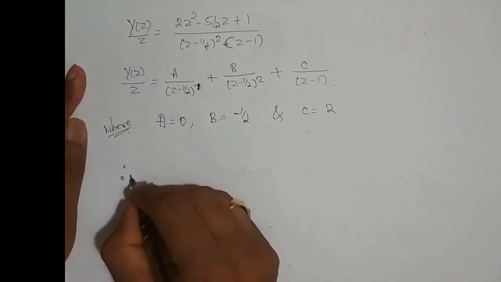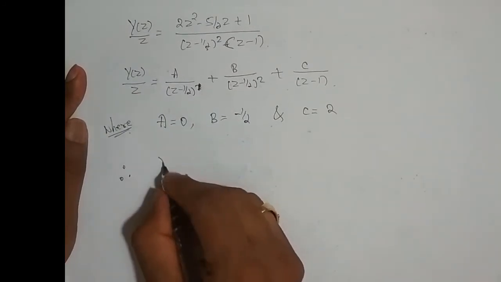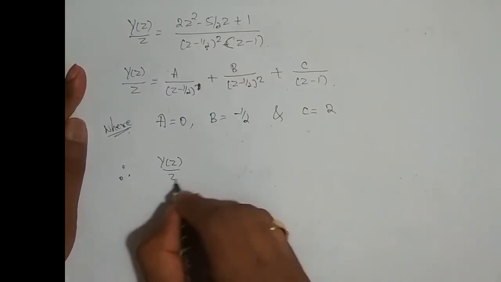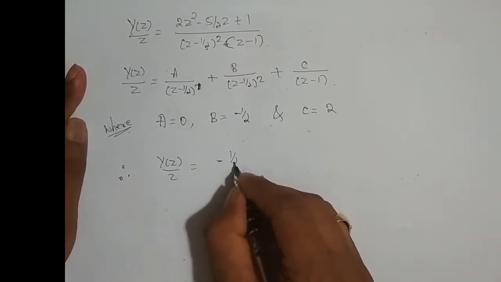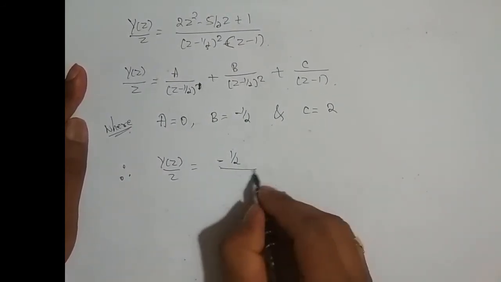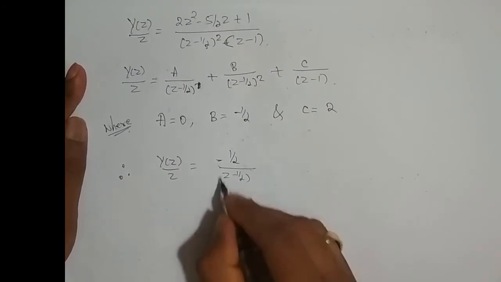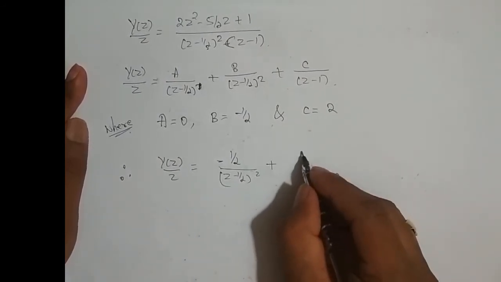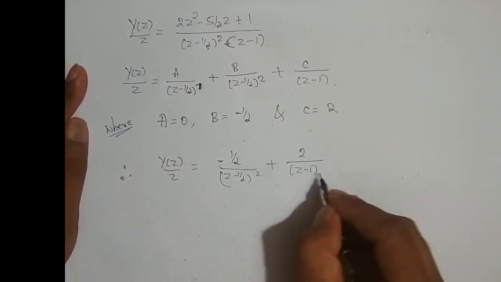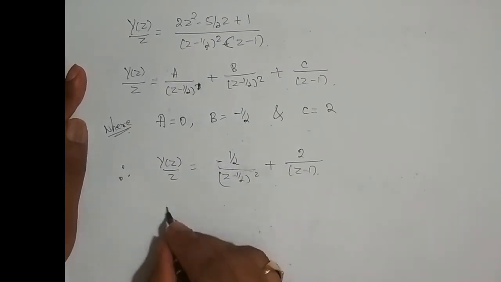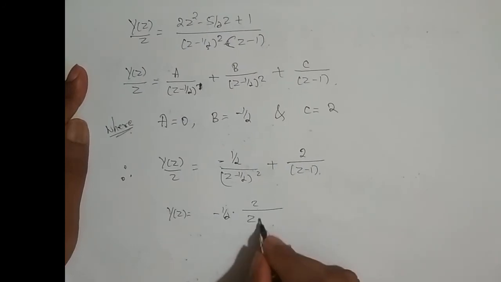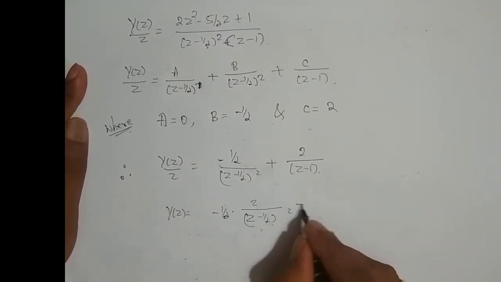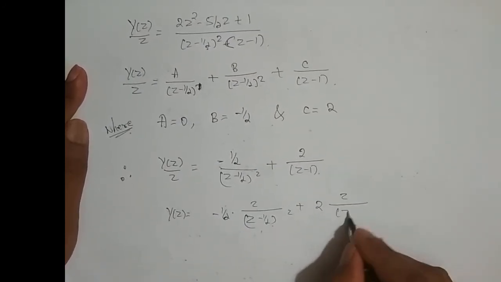So therefore if I plug these values here, what do I get? Y of z by z is equal to, a is 0, I get 0, and b is minus 1 by 2 divided by z minus 1 by 2 whole square plus c is 2 divided by z minus 1. Okay, so now I'll take this z to the other side. Y of z is equal to minus 1 by 2 into z divided by z minus 1 by 2 whole square plus 2 into z divided by z minus 1.